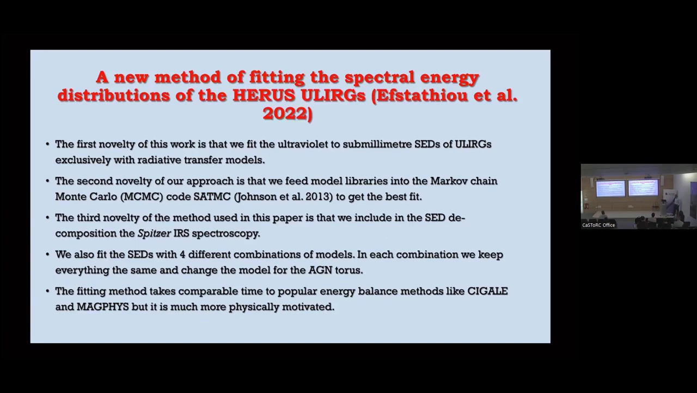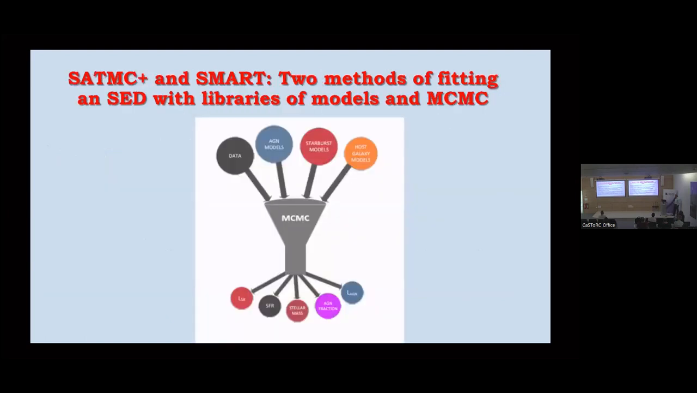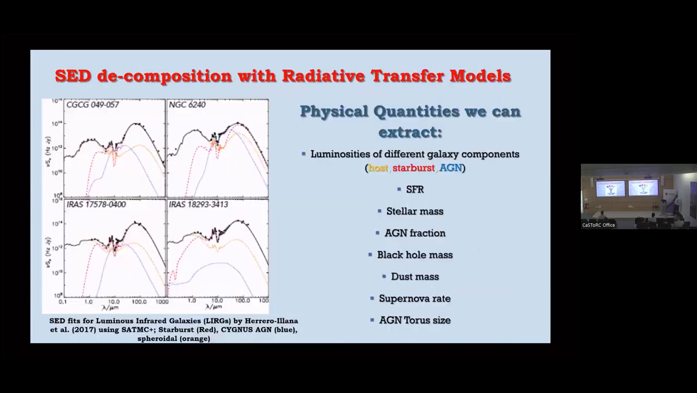In our approach, as I said, we used 4 different combinations of AGN torus models. This is important because we want to test the different models, to see which one fits the data better. This is a schematic of our approach, and I'll show you some results.